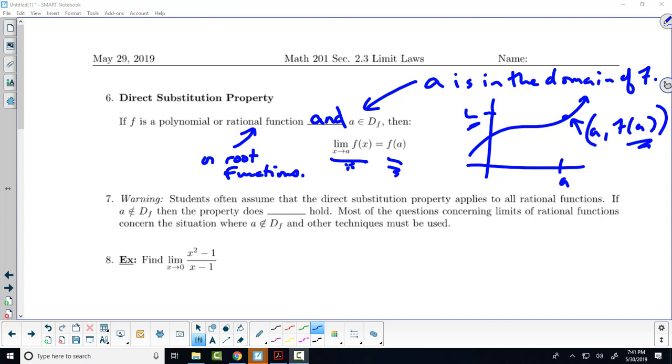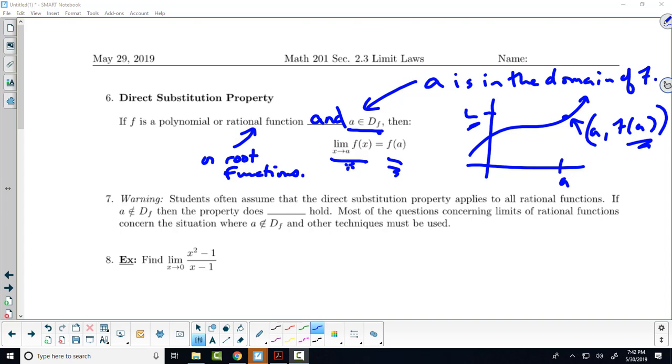Does this always apply? No, it does not. Does the direct substitution property always apply? No. I need a resounding no on that. But if it's a well-behaved function, and the limiting value is in the domain, then the direct substitution property applies. Unfortunately, too many people learn the direct substitution property, do some easy questions with it, and then start applying it everywhere.